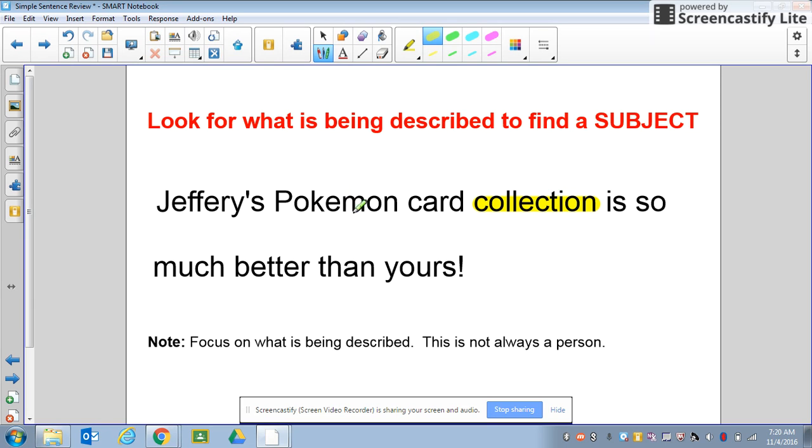So look out for that. Don't just highlight anybody's name just because you see it and say it's the subject. Again, we're not talking about Jeffrey here. We're talking about his card collection. That's really important. Please remember that. Think before you start highlighting everything.